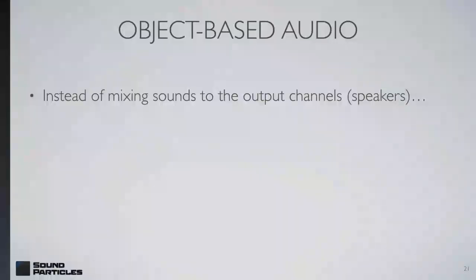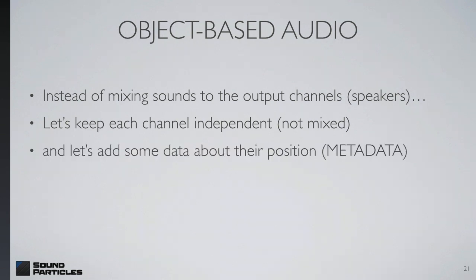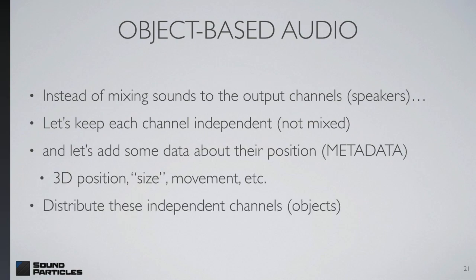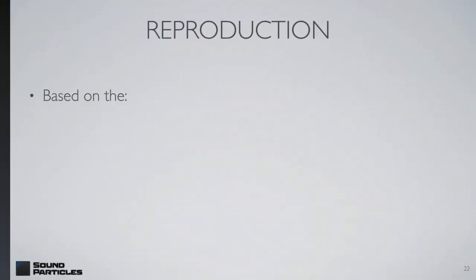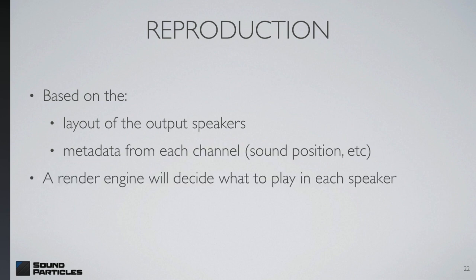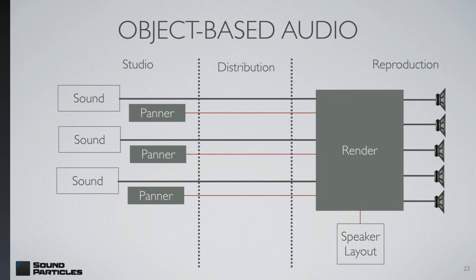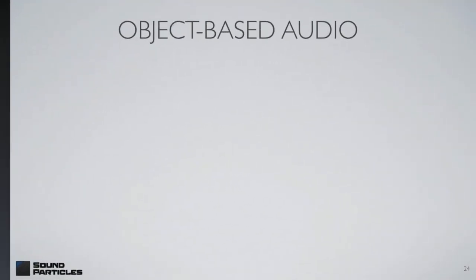So we are not mixing sounds. Let's keep each channel independent. Let's add some additional metadata like the 3D position, the size, the movement, all of those things. Let's distribute all of those streams, and then during reproduction, based on the layout of the speakers and the metadata of each sound source, the render engine is going to decide what should be placed in each speaker. So, that's object-based audio.